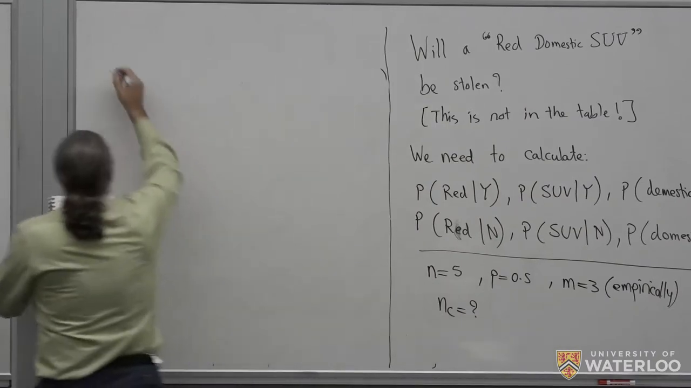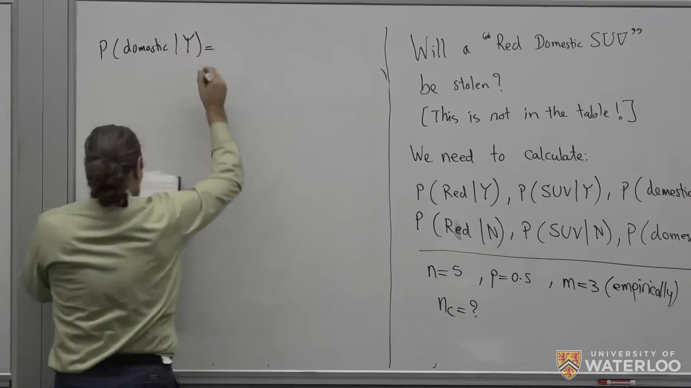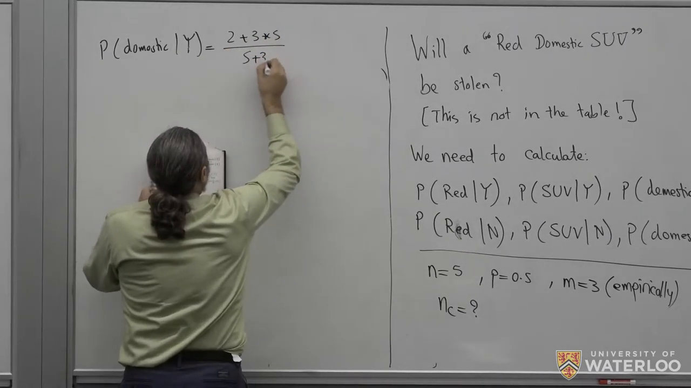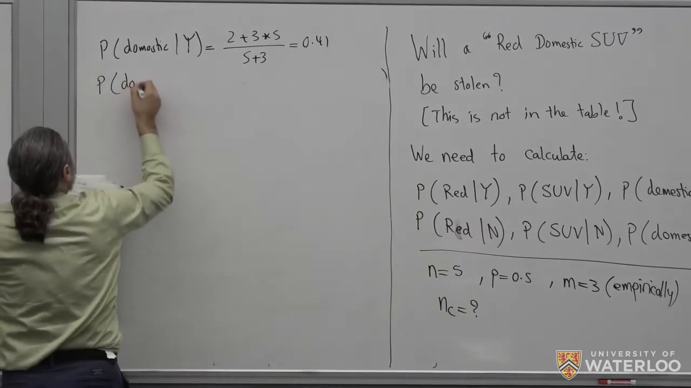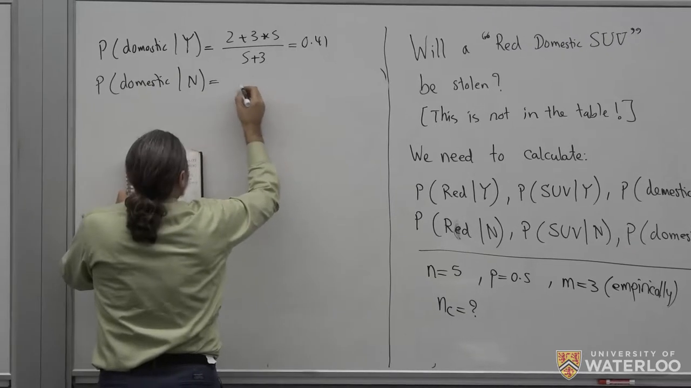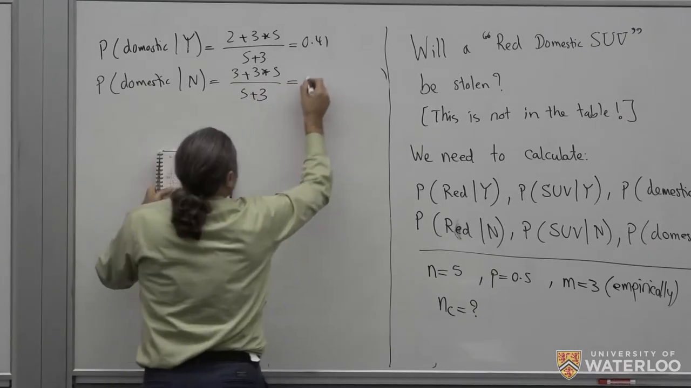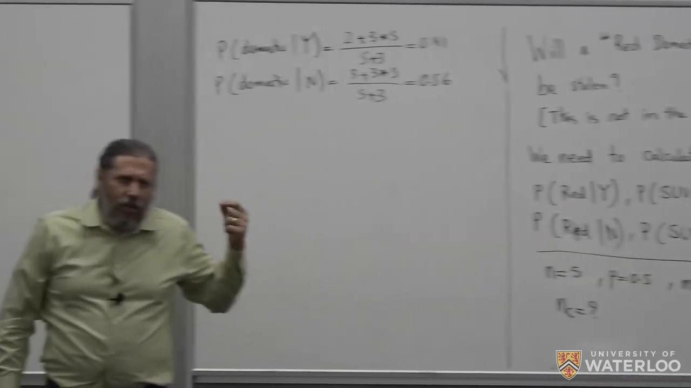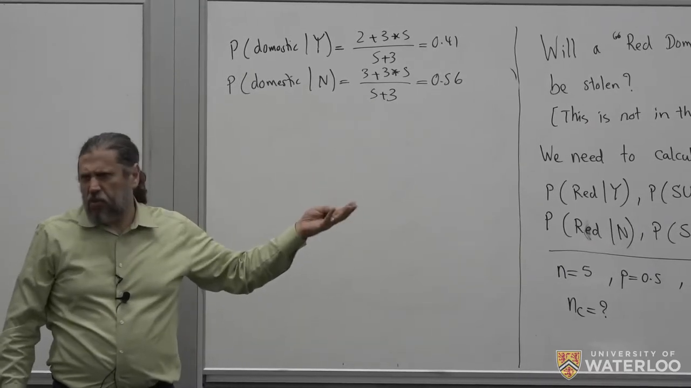So, and the last one is, what is the probability of domestic, yes, stolen, which is 2 plus 3 times 5 over, like everybody else, 5 plus 3, which will give me 0.41. And what is the probability of domestic, no? Which is 3 plus 3 times 5 over 5 plus 3, which will give me, again, this number 0.56, which is repeating itself. If you have a large database and a number is repeating itself, that could be something wrong. If you have a small database and something is repeating, that's because your numbers are limited.